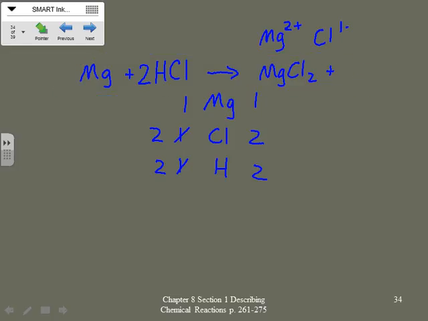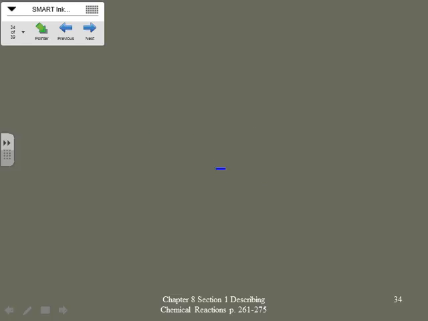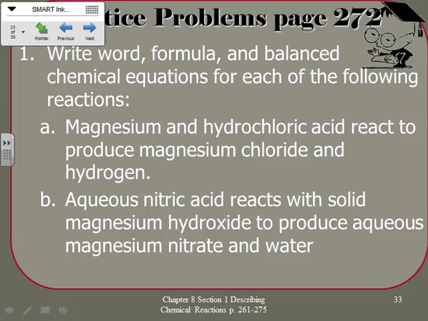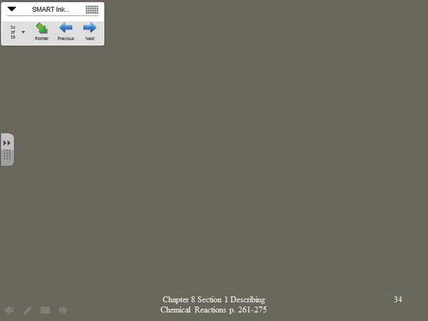Okay, so let me erase this, and then we'll do the next one. Aqueous nitric acid reacts with solid magnesium hydroxide to produce aqueous magnesium nitrate and water. Tell you what, let's do states of matter on this one just for fun. Nitric acid, that's not one that you're going to know off the top of your head. We are going to learn the naming rules for acids later in the year. But for now, nitric acid is HNO3. All right?